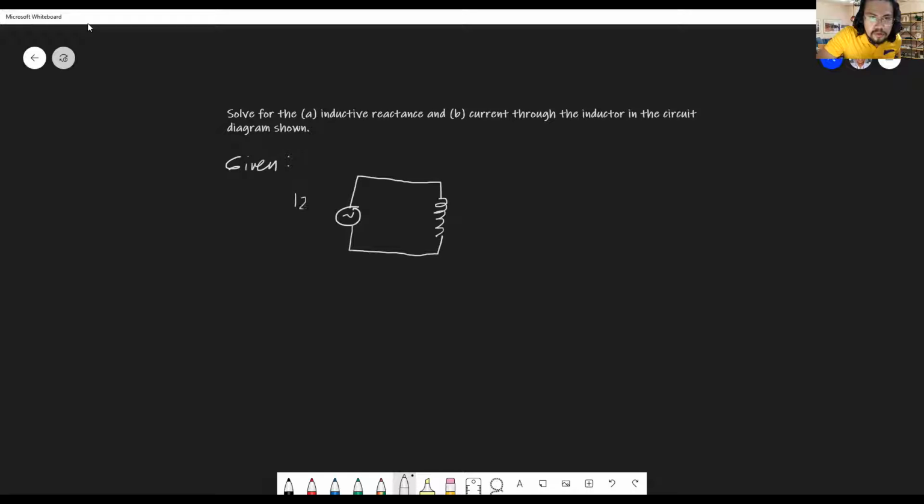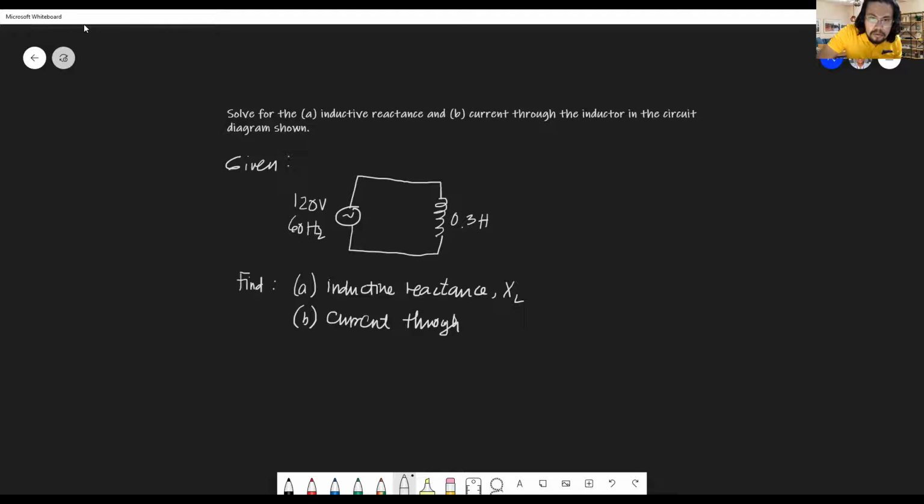So we have a 120 volt, 60 hertz voltage source in one end, and the other is connected to a 0.3 Henry inductor. So we are going to find A, the inductive reactance X sub L, and B, the current through the inductor, I sub L.